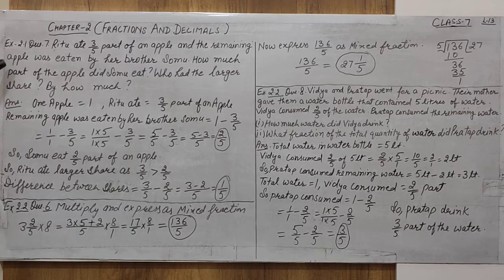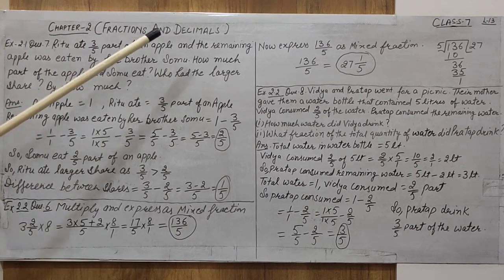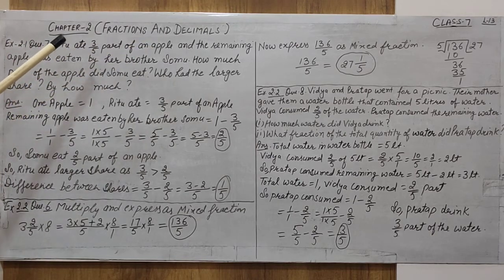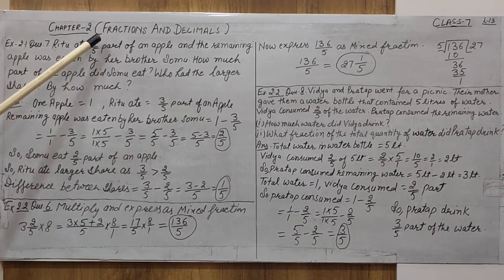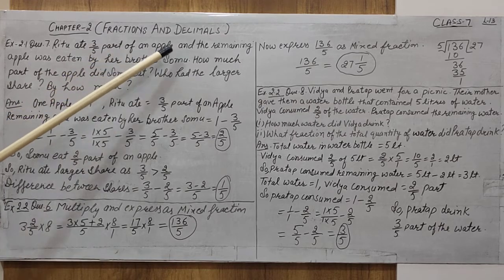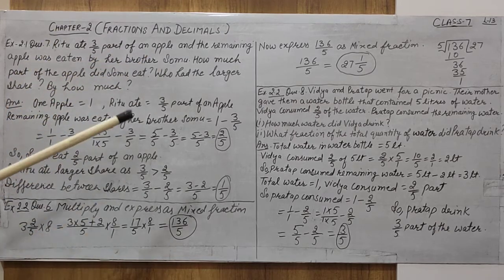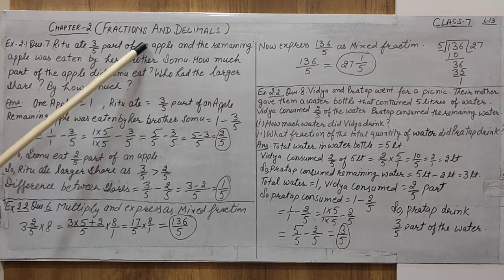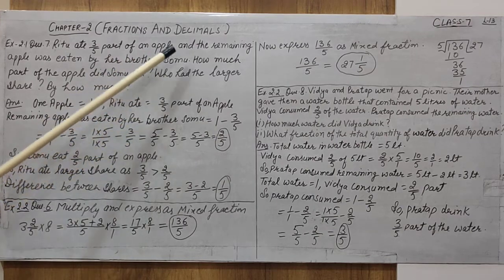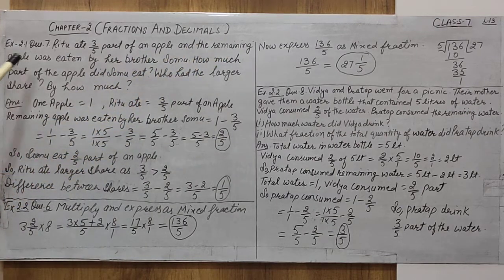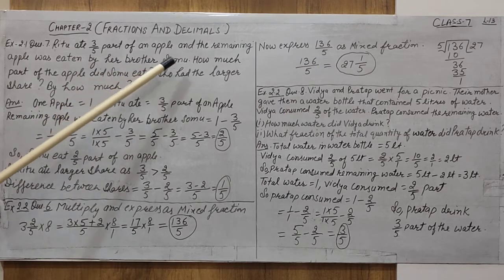Alright, now the question is, first of all understand the statement line by line, one statement at a time. Ritu ate 3 by 5 part of an apple. Okay, what is given? An apple is given. Alright, and the remaining apple was eaten by her brother Somu.